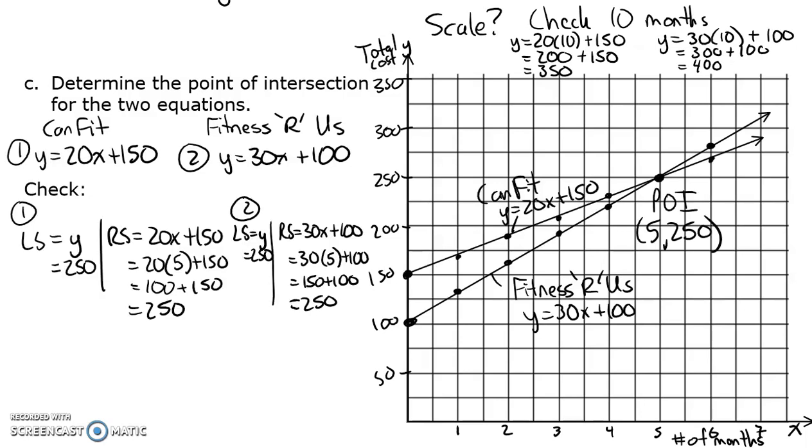So I'm limited to 15 minutes for this video, so I want you to notice a couple of quick things. I want you to notice that I've labeled my axes. I found my point of intersection to be (5, 250). And that means that after 5 months, each is going to cost $250. And I've checked that over there at the left. Pause the video.